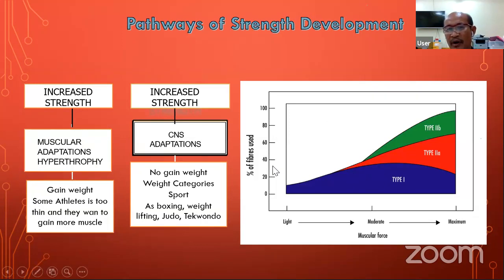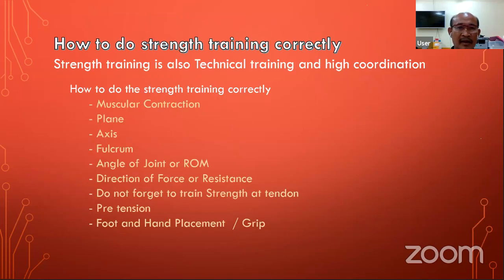This is the type of recruitment. If you do more than 80%, 90% here, you recruit all the muscle fiber types. If you do at 60, 70%, you recruit only two muscle fiber types. And if you do less, you use only slow twitch muscle in the training. Then just a summary. I cannot explain all in more detail because I have a very limited time today.